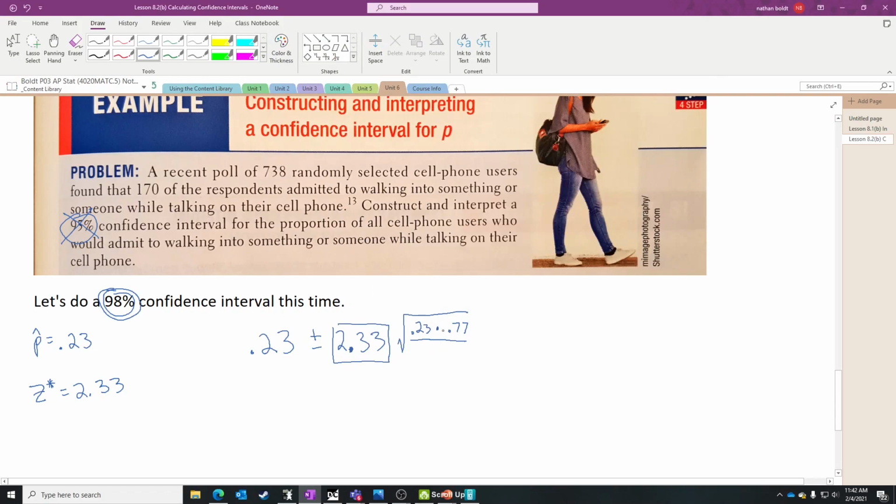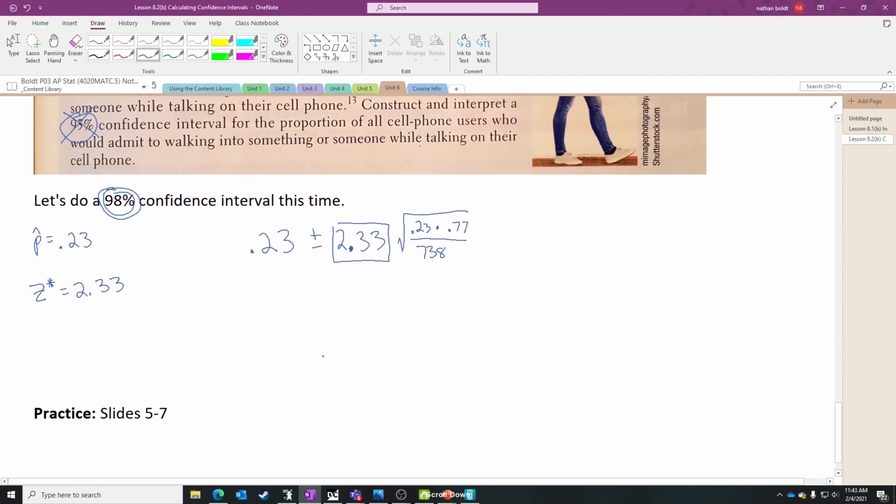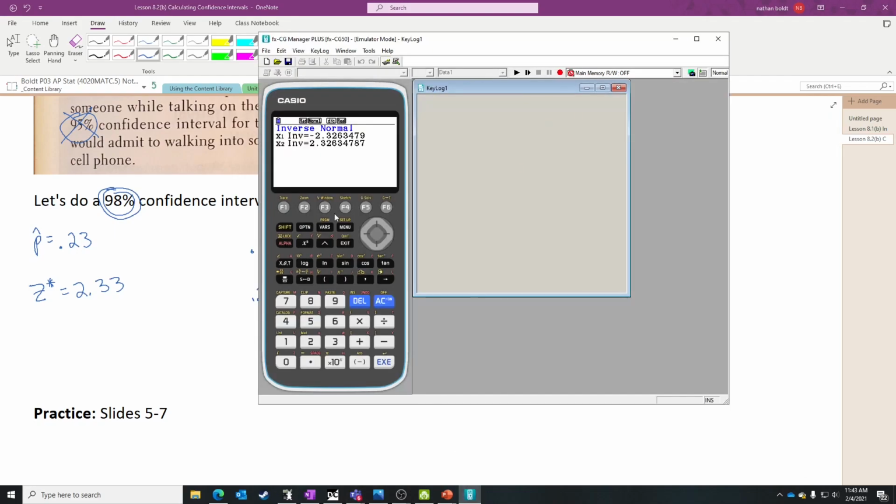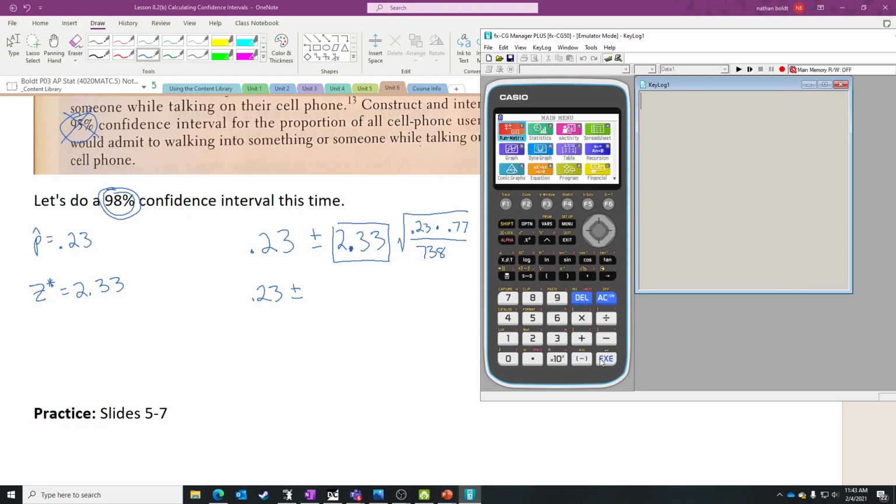All right, what was the number on the bottom? 738. But then this is all the same as it was before. I don't need to actually do this for you. We just have to type this into the calculator now to get our answer. Let's see. So 0.23 plus or minus. What is our margin of error? So 0.23 times 0.77 divided by 738 equals that number, square root that answer. We get that times 2.33. So our margin of error is 0.036, 3.6%.